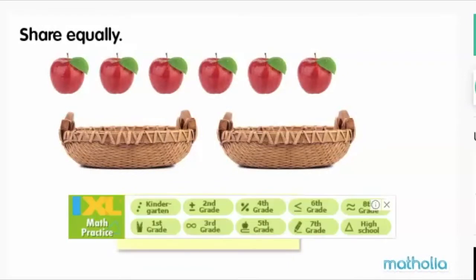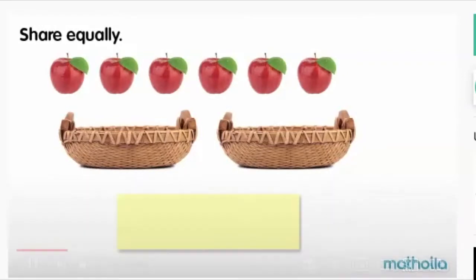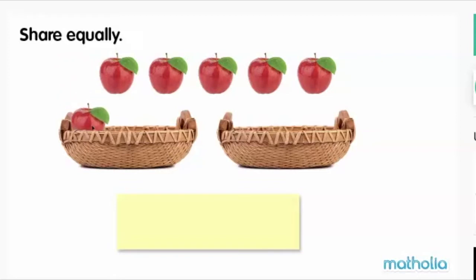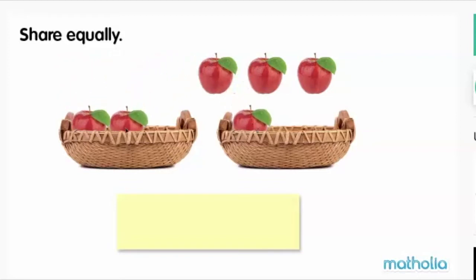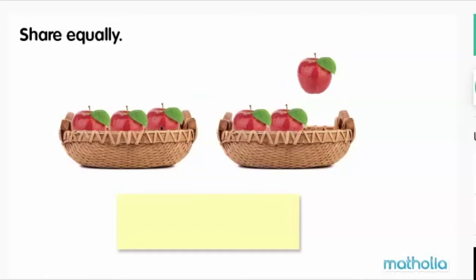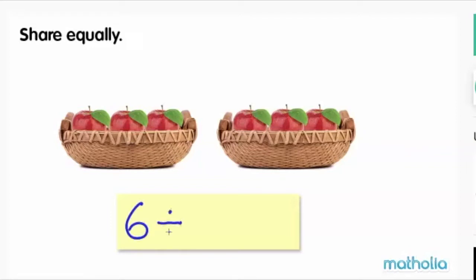Share equally. There are 6 apples and 2 baskets. Let's place an apple in each basket until all the apples are gone. All of the apples are gone, and there are 3 apples in each basket. When we share 6 apples equally between 2 baskets, each basket receives 3 apples. We can write this as 6 divided by 2 equals 3.